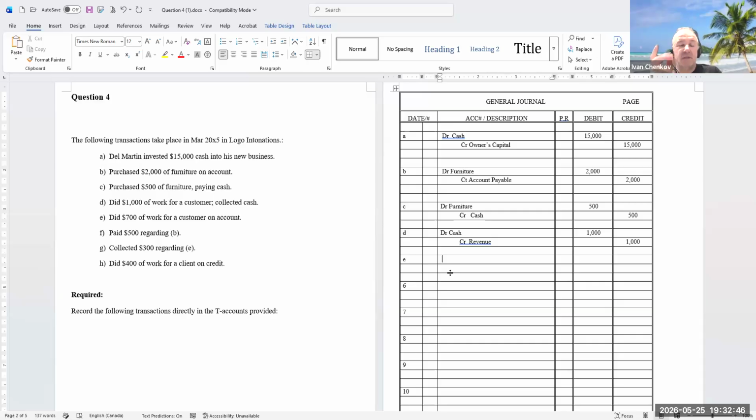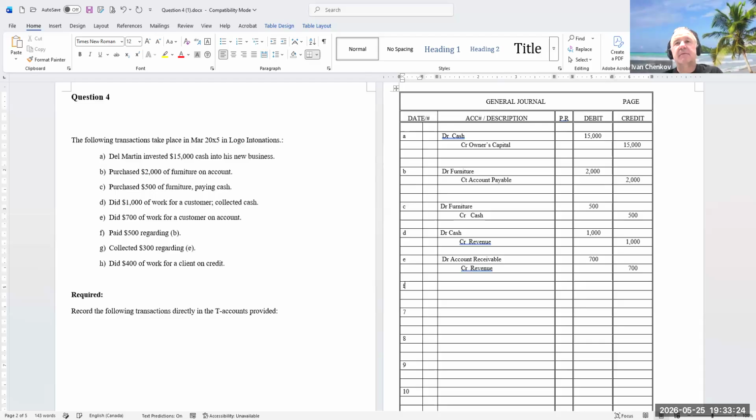Obviously, I'm not going to debit cash, but I have to debit something. Debit, that will be accounts receivable, because maybe the client's going to pay. And the accounts receivable is going to be for $700. And which account are we going to credit? The same thing like before, revenue, for the same amount, 700.